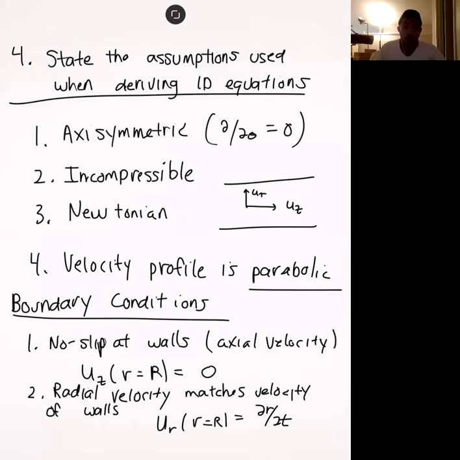All right, so that's learning objective 4, and that's all the assumptions and the boundary conditions that we have. Learning objective 5, you don't have to worry about it. I should have taken this off the study guide. Learning objective 5 basically says to derive the 1D equations.